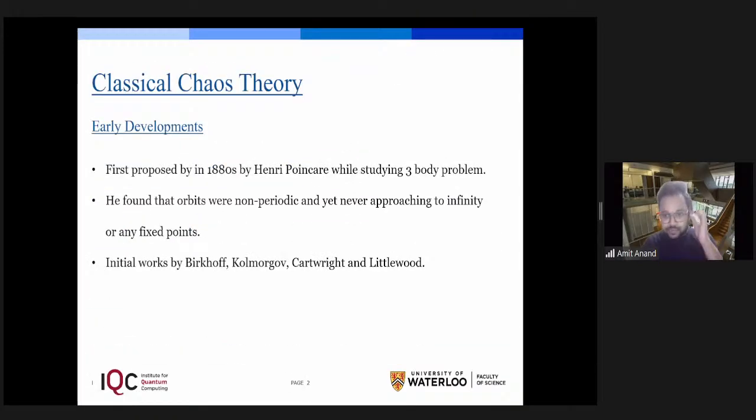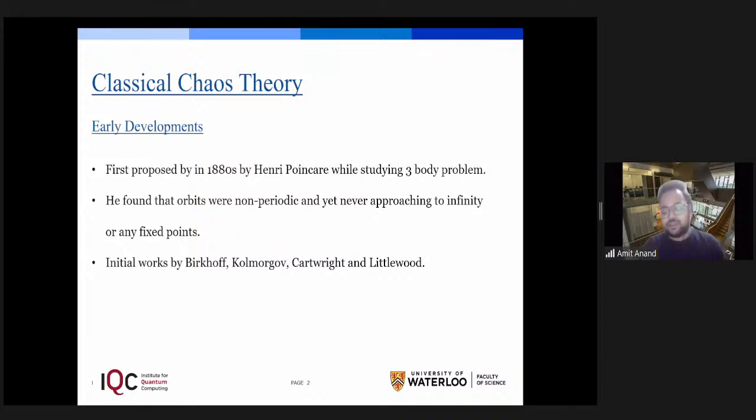So first I'll give a brief description of classical chaos theory, and then the limitations of that while studying quantum chaos. And then I will introduce a model that most people use, the quantum kicked rotor model, to study quantum chaos. Chaos theory was first proposed in 1880 by Henri Poincaré when he was studying three-body problems. He found that for this three-body system, there was some non-periodic behavior which neither goes to infinity nor goes to any fixed point.